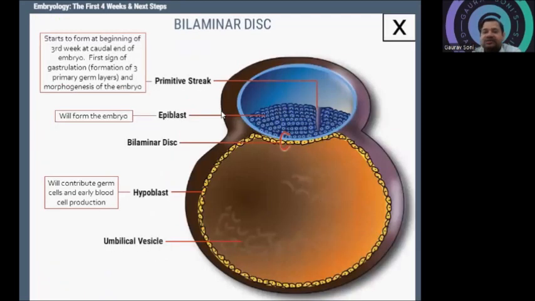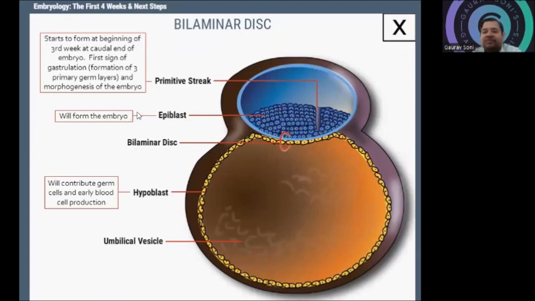So the bilaminar disc, you can see here in the zoomed diagram, starts to form at the beginning of the third week, meaning it is at the end of the second week. You can understand. The first sign of gastrulation means three layers are going to form, that is ectoderm, endoderm, and mesoderm. What will form before that? Two layers, epiblast and hypoblast, and it will be called the bilaminar embryonic disc.